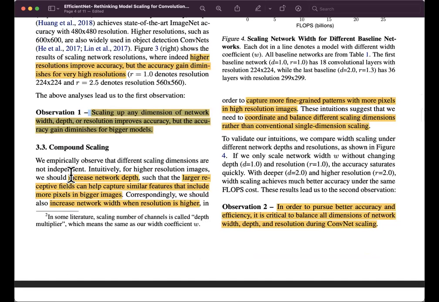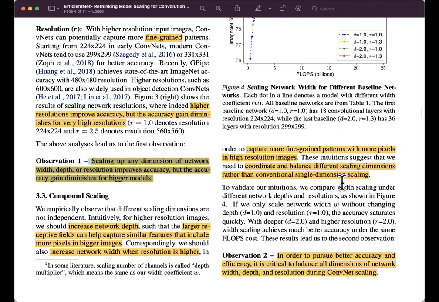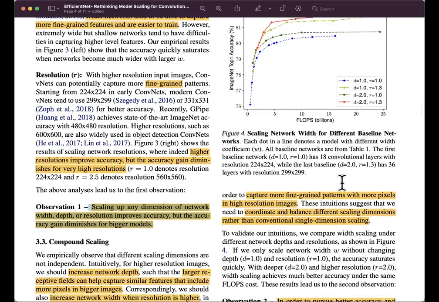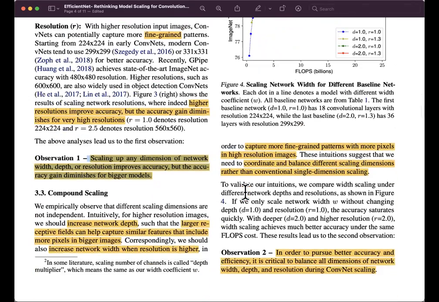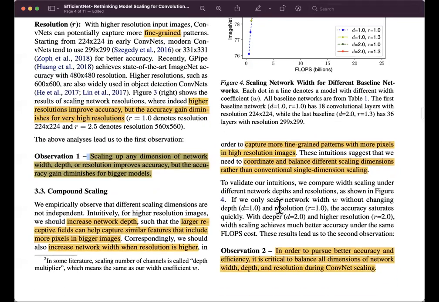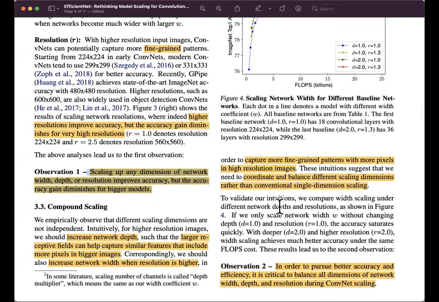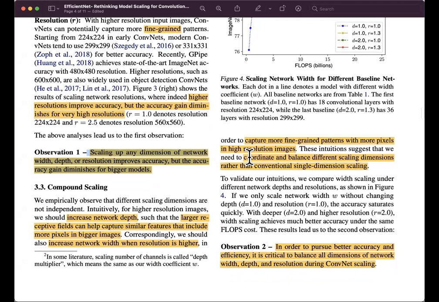So we should increase network depth, and then larger receptive fields can capture more similar features, including more pixels in bigger images. We can also increase network width when the resolution is higher. And so when resolution is higher, we can capture more fine-grained patterns with pixels. And the main thing is that we need to coordinate and balance different scaling dimensions rather than just conventional single dimension scaling.